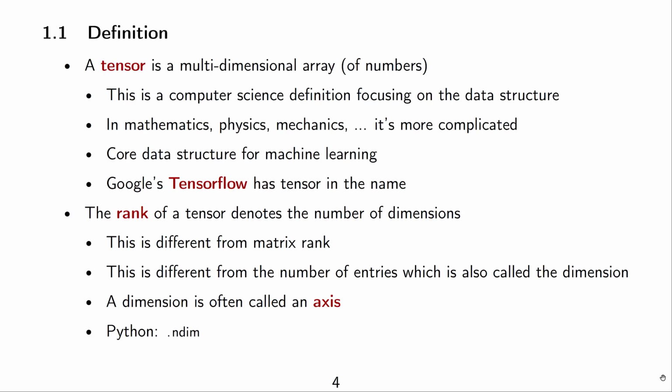For our purposes, a tensor can be defined as a multidimensional array, typically of numbers. Please note that this is a computer science definition that focuses only on the data structure. If you're studying other areas, such as mathematics, physics, or mechanics, things are a bit more complicated. There would also be some structure and semantics to the definition of what a tensor really is. But this is not relevant for this course.